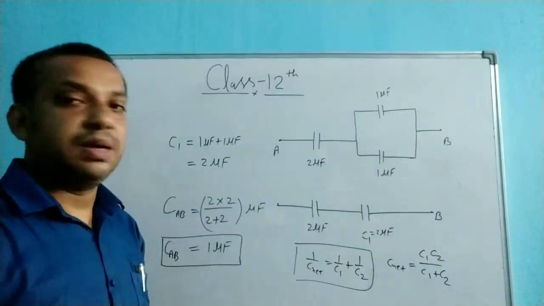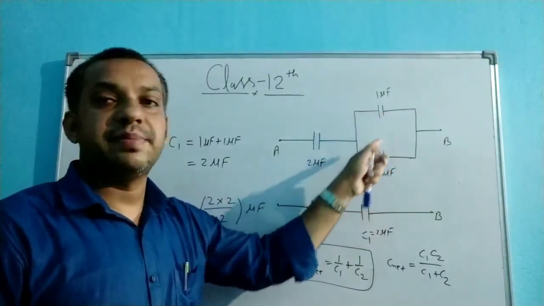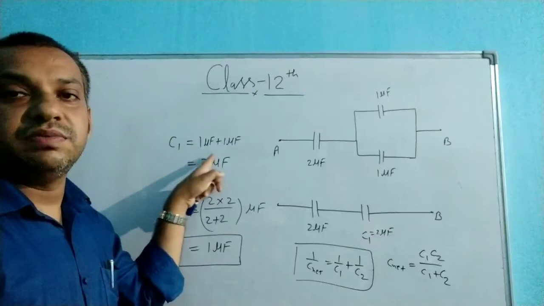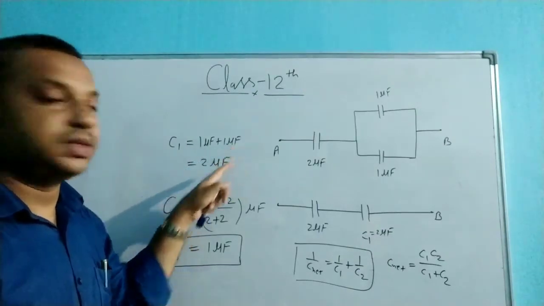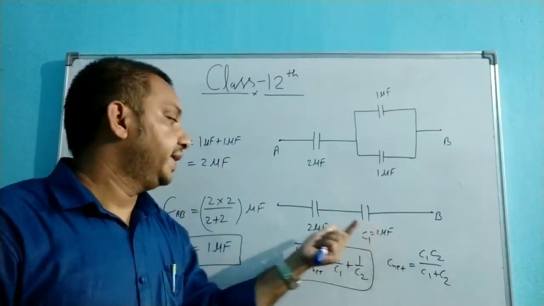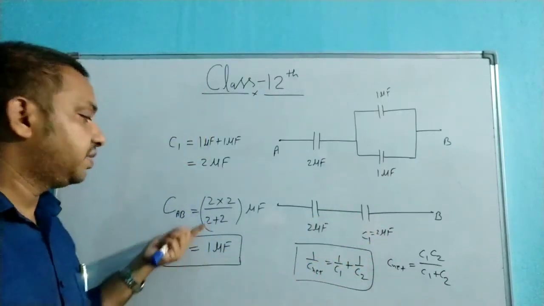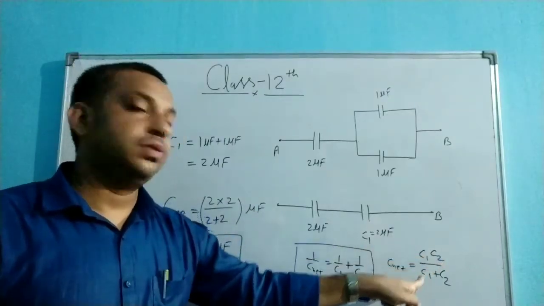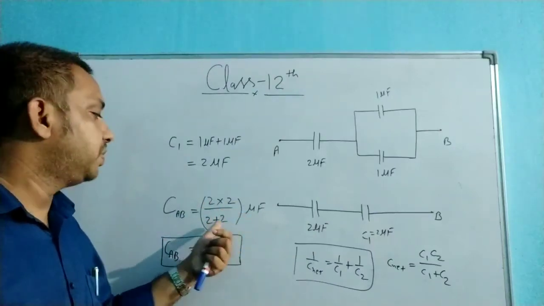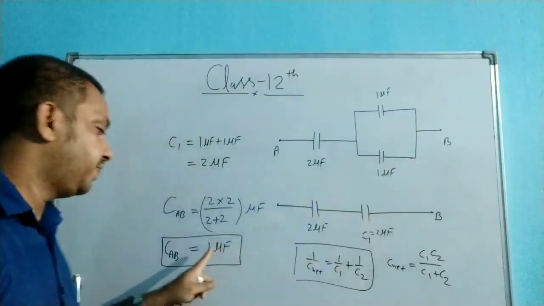Right, so I am revising again. These two capacitors are in the parallel combination. I am assuming the C net of these two capacitors is C1. What is the formula for the parallel combination? C net is equal to C1 plus C2. So 1 microfarad plus 1 microfarad gives C1 equal to 2 microfarad. Now you can see that this 2 microfarad capacitor, C1, is connected in series with this 2 microfarad capacitor. Now you have to apply the series combination formula, which is C net is equal to C1 C2 upon C1 plus C2. Put the values of C1 and C2 and you get 2 into 2 upon 2 plus 2 microfarad. So the net capacitance across AB is 1 microfarad.